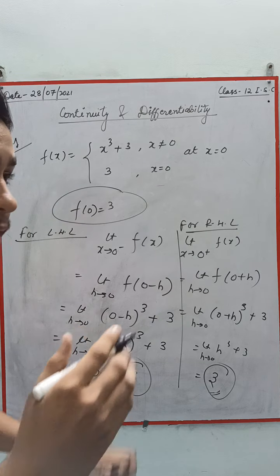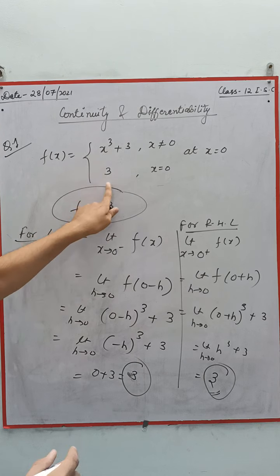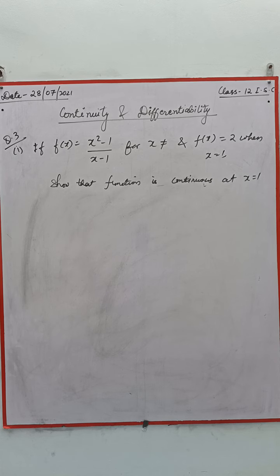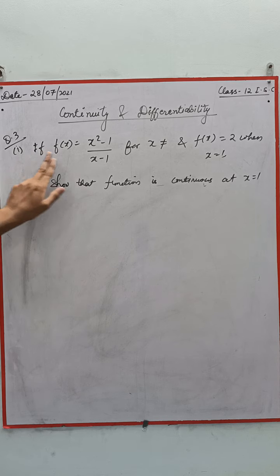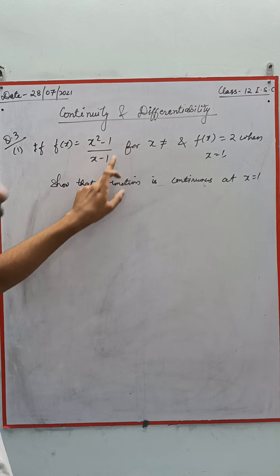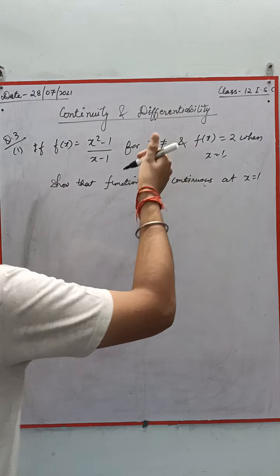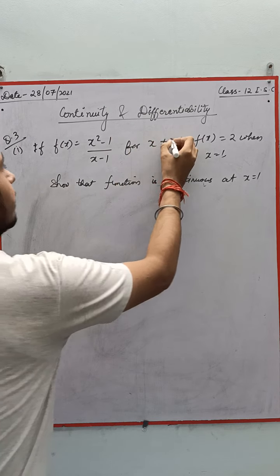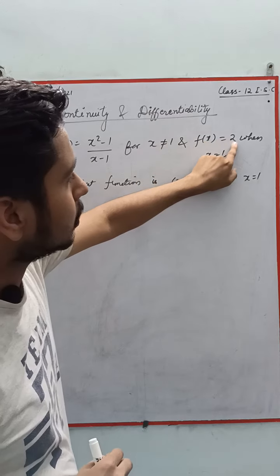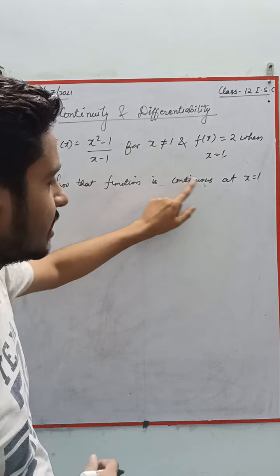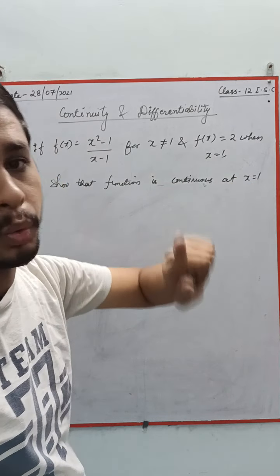Okay, so this is how we can remove the discontinuity, by adding 2 here. Like this, those are the questions we have to see. Let's do another question now. Here you have the next question, which says: if f(x) is given as (x² − 1)/(x − 1) for x not equal to 1, and f(x) is equal to 2 when x is equal to 1, then show that the function is continuous at x = 1.